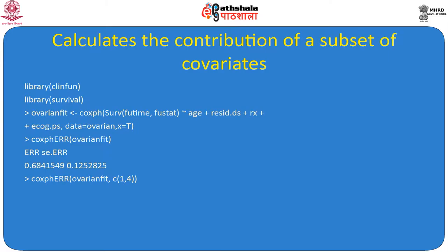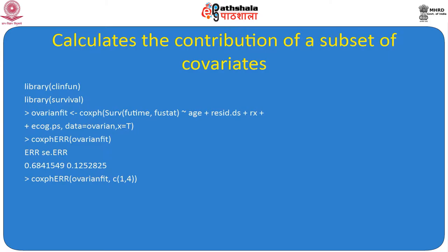So the relative risk value is 0.68 with standard error 0.12, and this standard error can be used to calculate the 95% confidence interval for these relative risks. As a measure, we can see that the relative risk of dying is 68.41% for those who are in higher age groups, treated with Rx2, and also have higher performance status. This is the basic statistical inference.